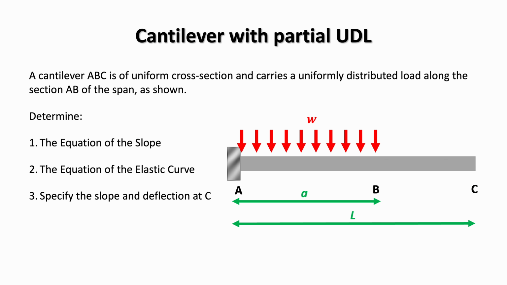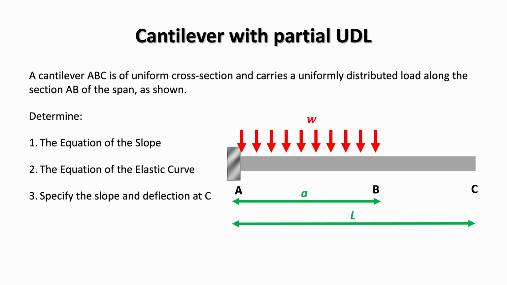In this example, we have a cantilever beam which is fixed at A and free at C. The total length of the beam is L, and a uniformly distributed load of intensity W is applied over only part of the span from A to B, which is of length a. The remaining portion from B to the free end C is unloaded. Because the loading does not extend over the full span, the bending moment expression will change at point B. This means we need to divide the beam into regions when we're forming the governing equations.